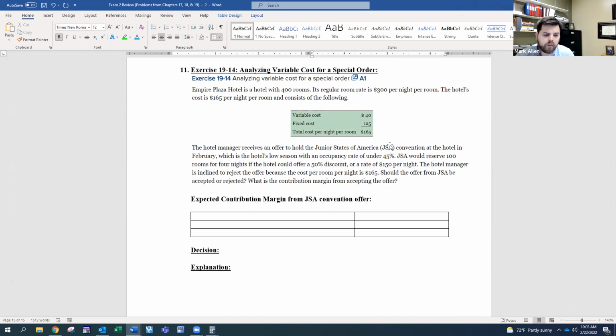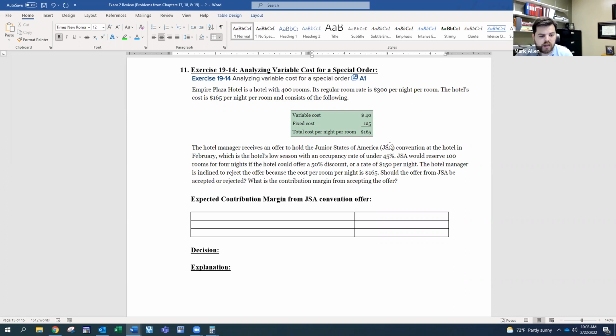So here we go. Empire Plaza Hotel is a hotel with 400 rooms. Its regular room rate is $300 per night per room. The hotel's cost is $165 per night per room and consists of the following. The hotel manager receives an offer to hold the Junior States of America convention at the hotel in February, which is the hotel's low season with an occupancy rate of less than 45%. JSA would reserve 100 rooms for 4 nights if the hotel could offer a 50% discount, or a rate of $150 per night. The hotel manager is initially inclined to reject the offer because the cost per room per night is $165.